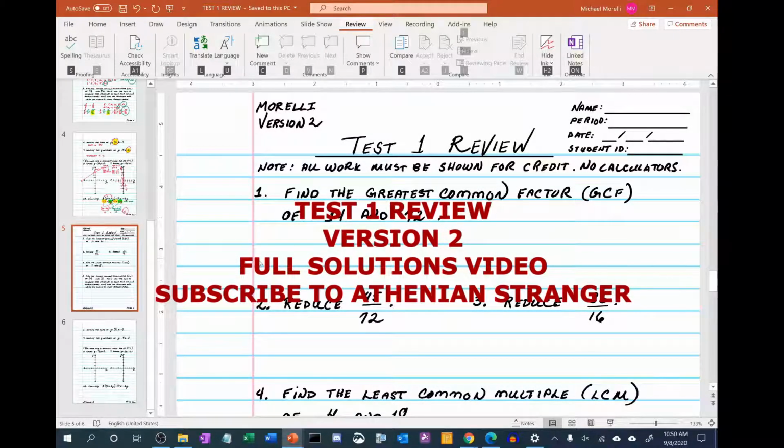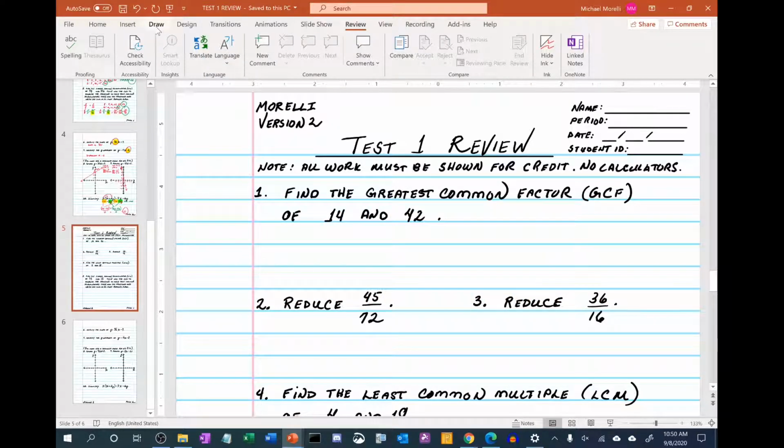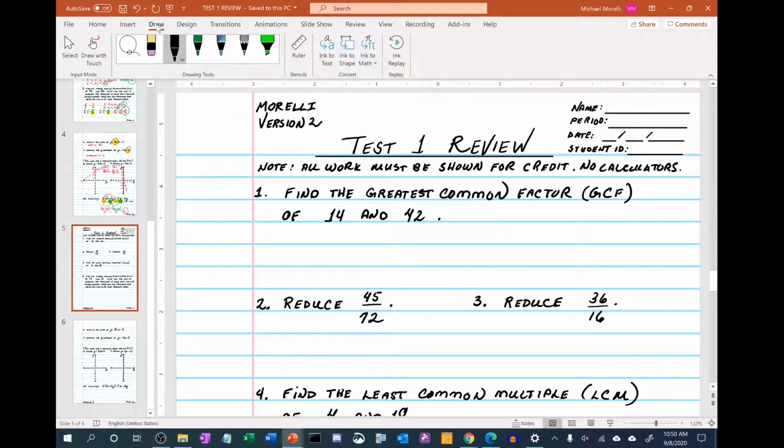Okay, here are the solutions to version 2 of the test 1 review. Number 1, find the greatest common factor, or GCF, of 14 and 42.